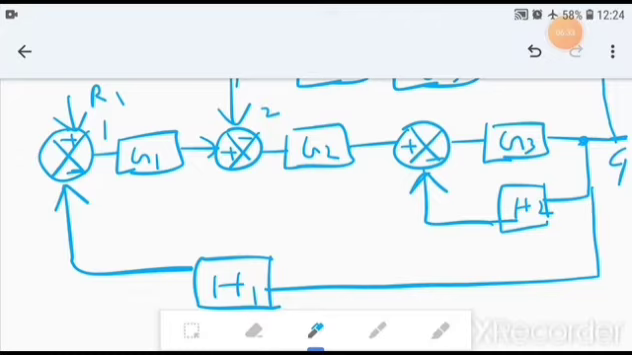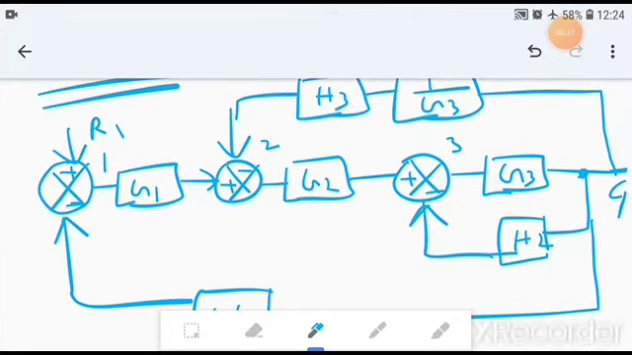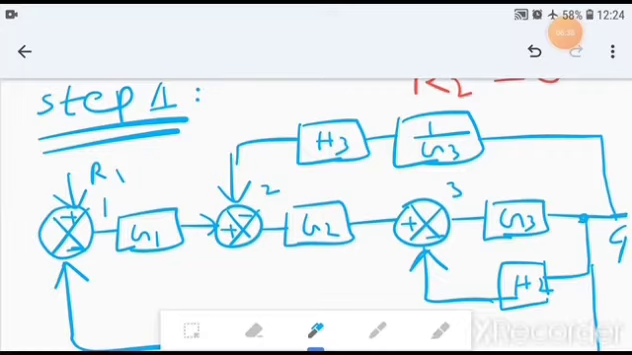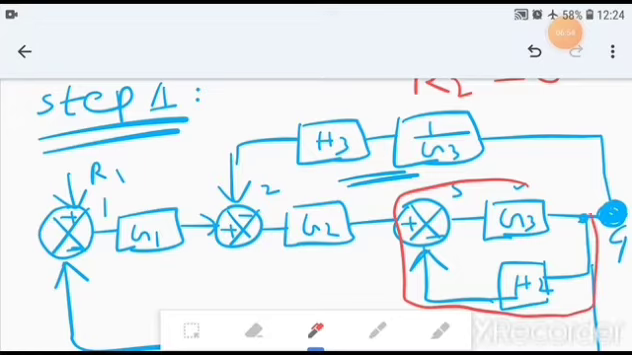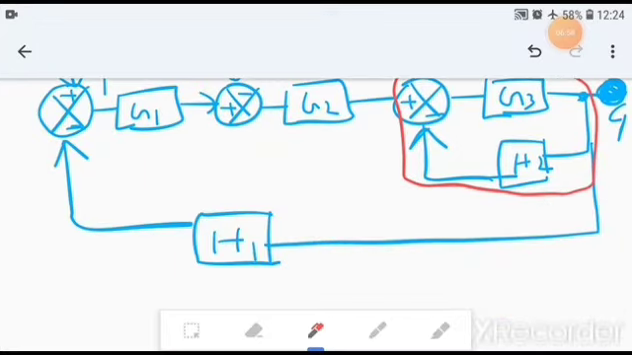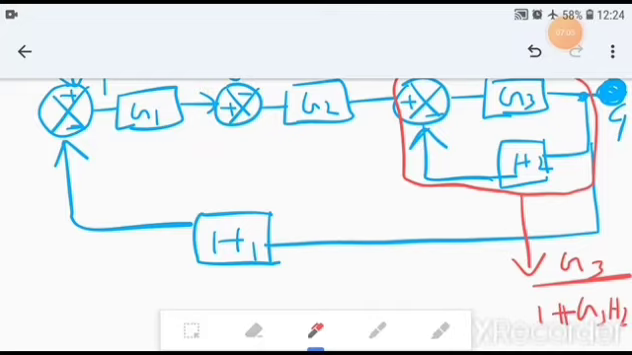So 1, 2, 3 summing points are left, and we have made an adjustment of adding 1 by G3 in series with H3 because we shifted this takeoff point, which I am darkening now, beyond the block G3, right? So now what we can do here is this block G3H2 we combine by using the rule 10, that is H2 is in feedback with G3, so we can write as G3 by 1 plus G3H2. Here we get plus because we have negative feedback, right?